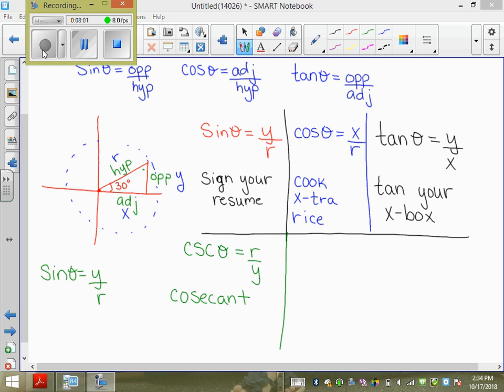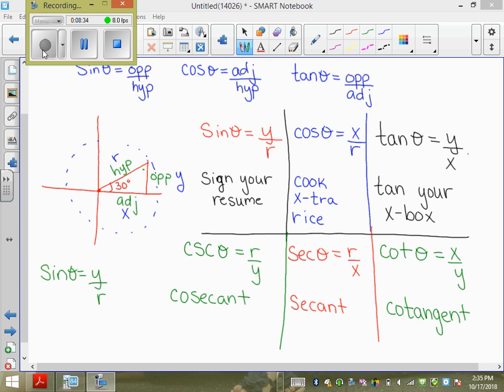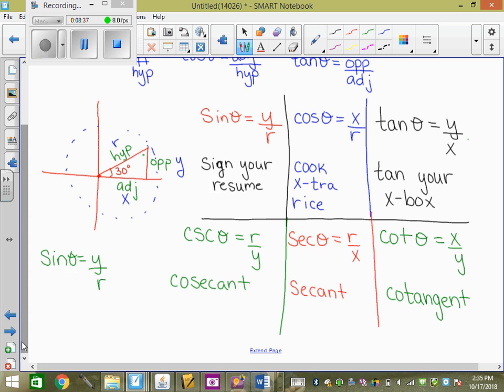Best friends with cos is secant. Instead of it being x over r, it's r over x because it's its reciprocal identity. And then we have cotan, cot. It's the reciprocal trig identity to tan, so it's x over y. All right.